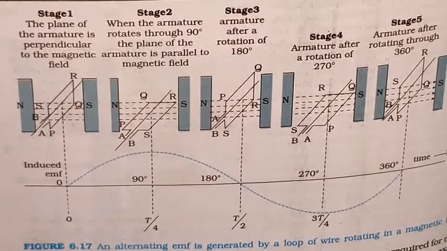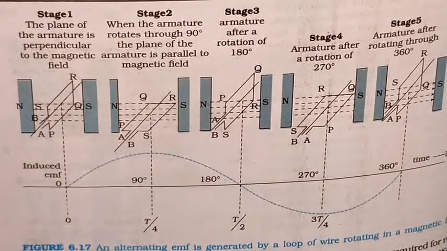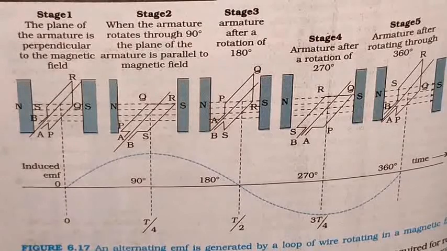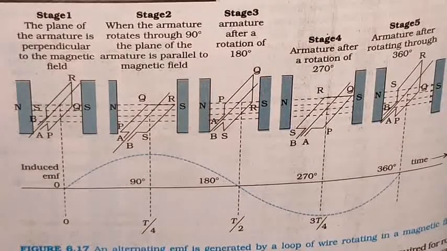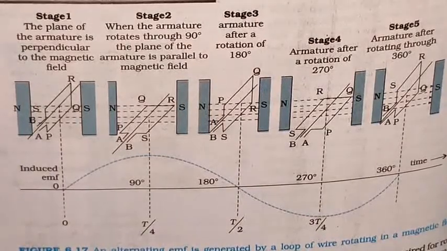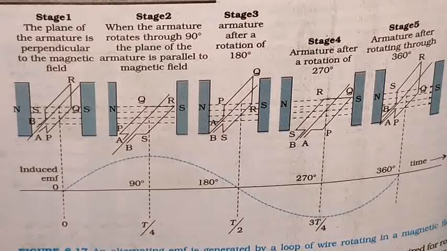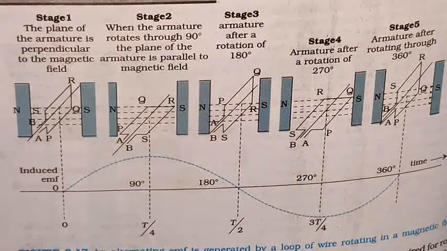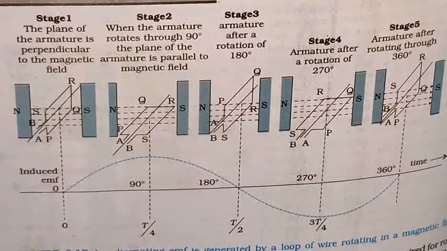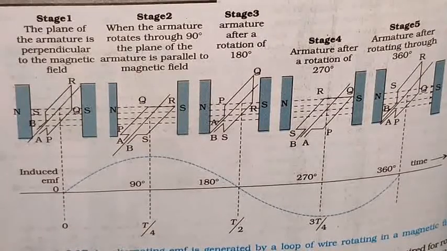This is the diagram of an alternating EMF generated by a loop of wire rotating in a magnetic field. Different stages are given here, and along with that the graph is also shown. In stage 1, the plane of the armature is perpendicular to the magnetic field. Observe the diagram, the plane of the armature is perpendicular to the magnetic field.